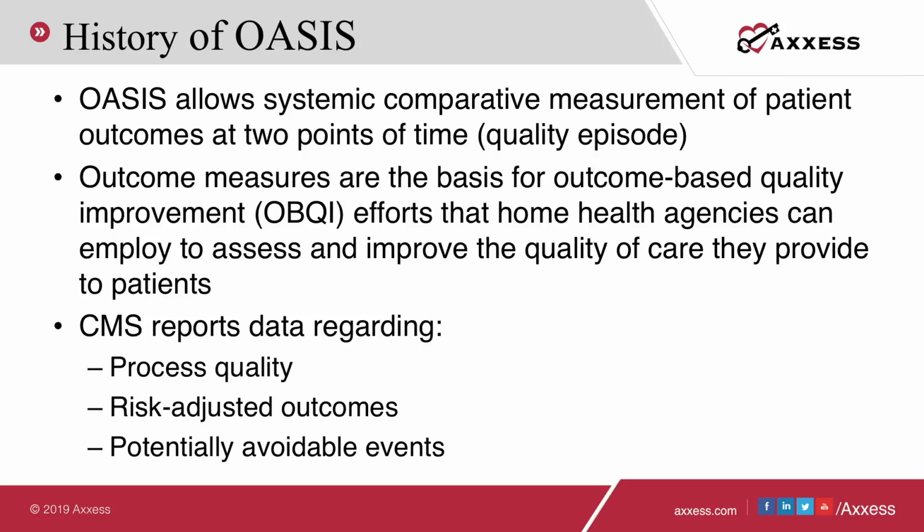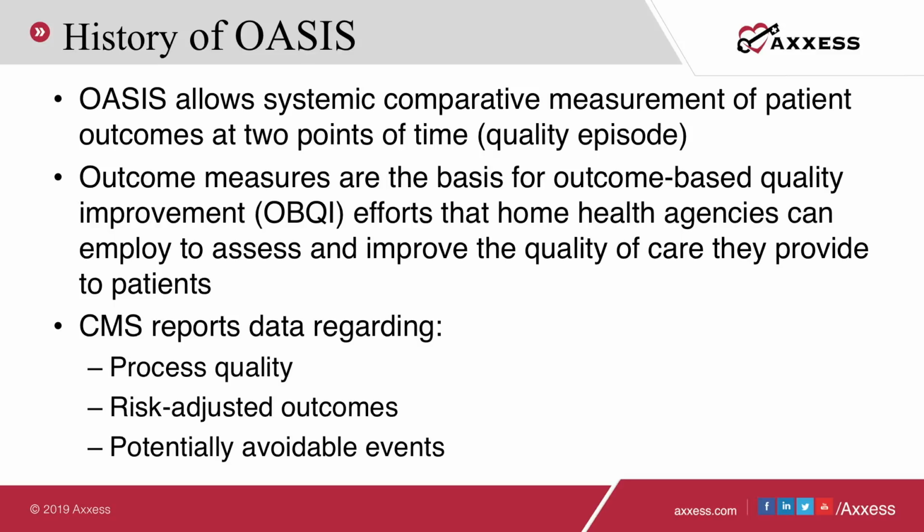So by looking at your quality and your outcomes and looking for trends when things are not doing that great or figuring out why things are going really well when they are, what processes you have in place, that can help you with your OBQI efforts. CMS provides data reports regarding process quality, risk-adjusted outcomes, and potentially avoidable events. Again, those are held in your CASPER reports, and those reports are accessed in the same portal in which you go in and you export your Oasis. That's through the CASPER report system.